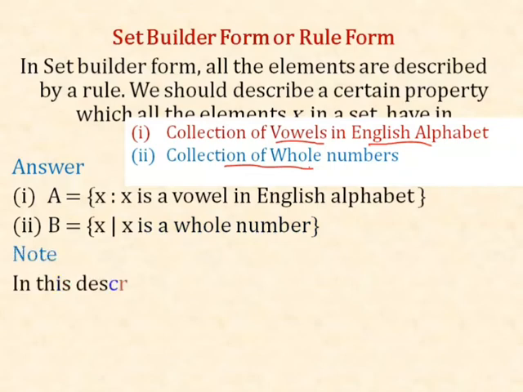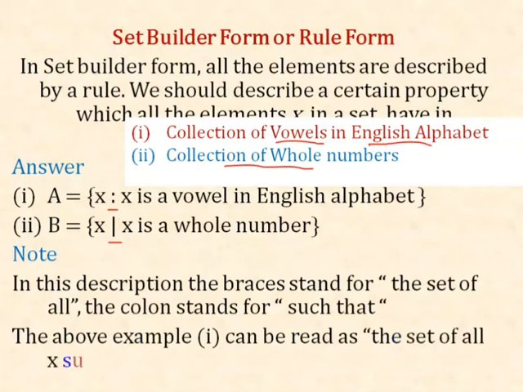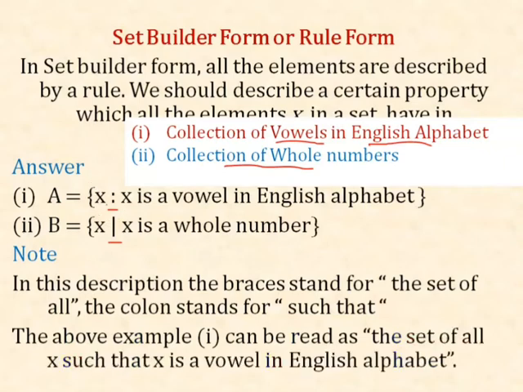See, in this description the braces stand for the set of all, and the colon and this straight line will stand for such that. So we have to read the first one as the set of all X such that X is a vowel in the English alphabet. The second one we can say as the set of all X such that X is a whole number. So this is how you write in the set builder form.